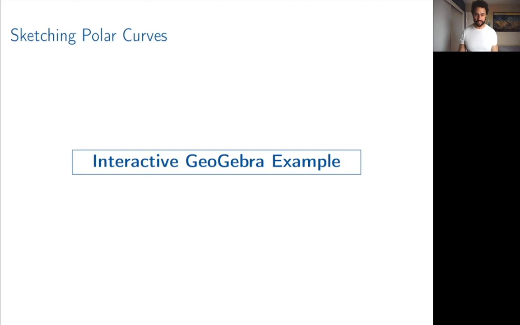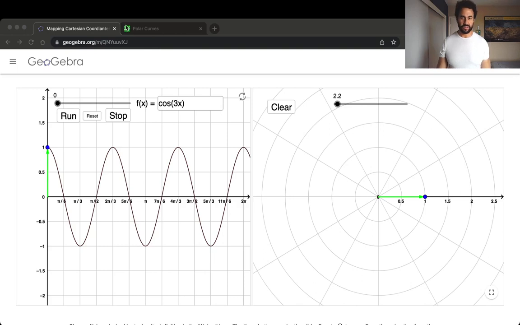Oh, there it is. Okay. All right, so let me go ahead and do this, and let's take a look together here. Let me move OBS for a minute.